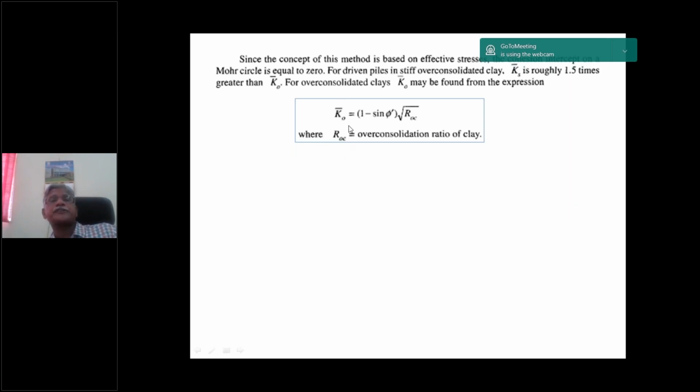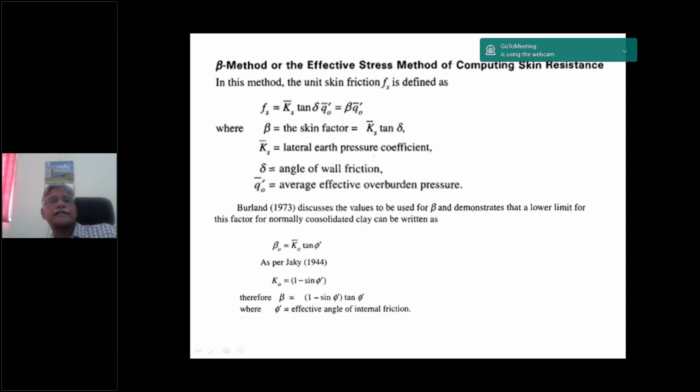The coefficient of earth pressure can also be calculated by a simple formula: K0' equals (1 minus sin phi') times root of OCR. OCR is nothing but the over consolidation ratio of clay. The over consolidation ratio can be 1 and above, though sometimes it may be less than 1 also. So simply substitute in this formula so that K0' can be calculated.